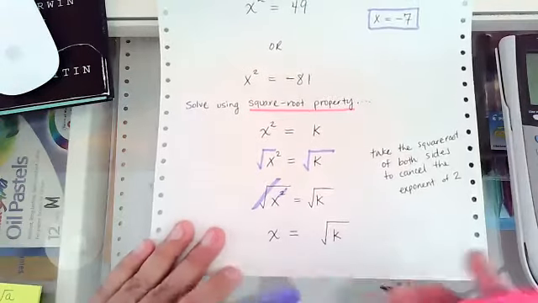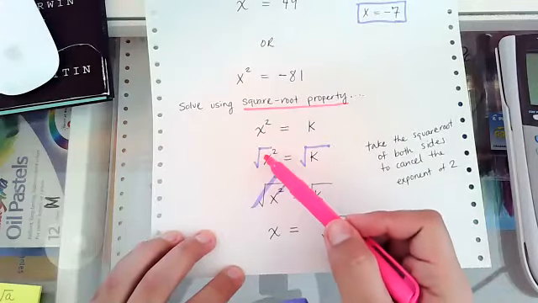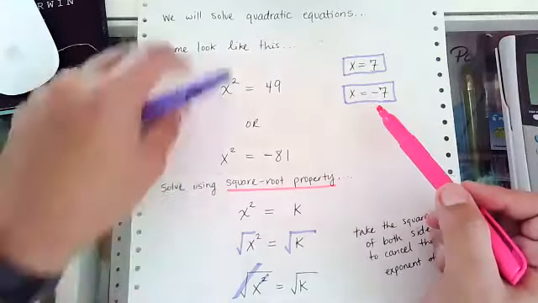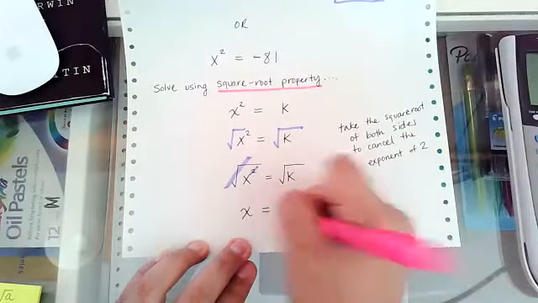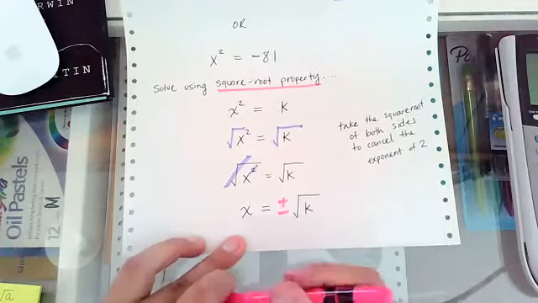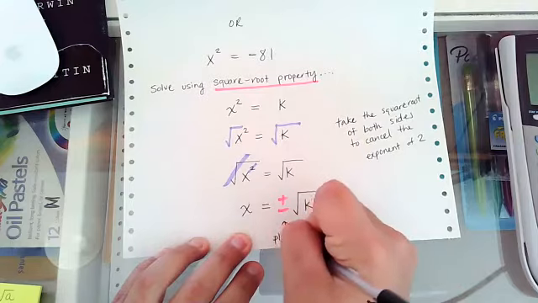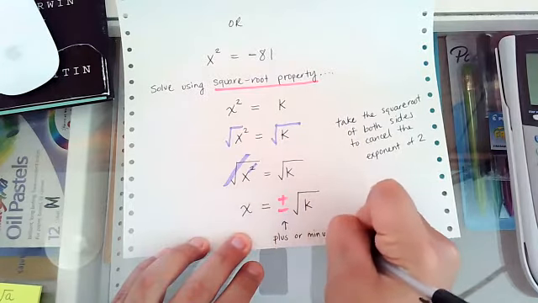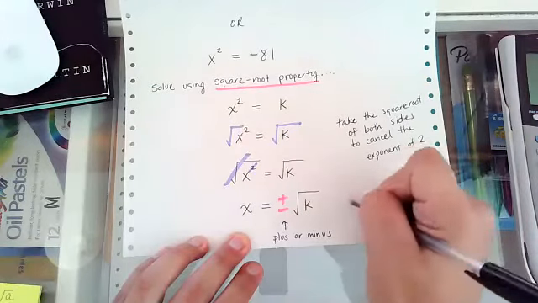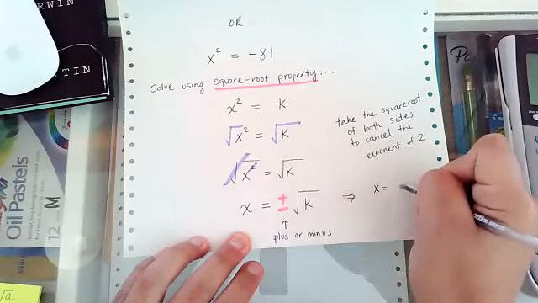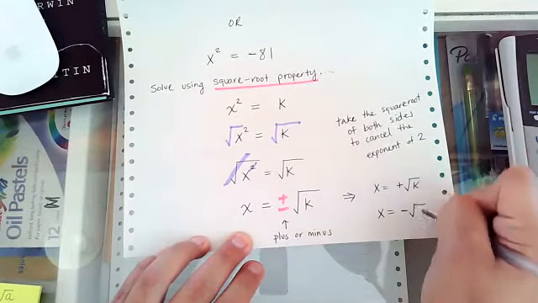But because when you take the square root of a squared value, you can have two solutions. One is a positive and one is a negative. You have to remember to put either a plus or a minus symbol here. So this symbol where you have the plus sign above the negative sign is called plus or minus. And it's just a condensed way of writing two solutions. So the solutions here would be x is equal to whatever the positive square root of k is, and x is equal to whatever the negative square root of k is.